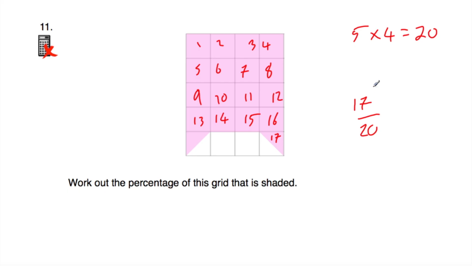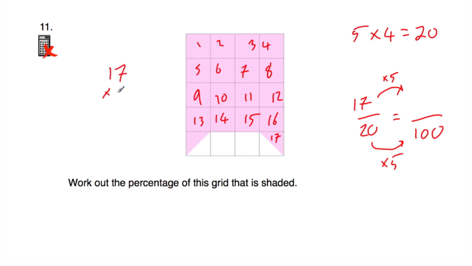And then we want to write 17/20. That's the fraction of the grid that's shaded, 17/20. We want to write that as a percentage. So I'm going to find an equivalent fraction with 100 on the denominator. And to get from 20 to 100, we times by 5. So if we times the numerator by 5, we'll then find out what it would be out of 100.